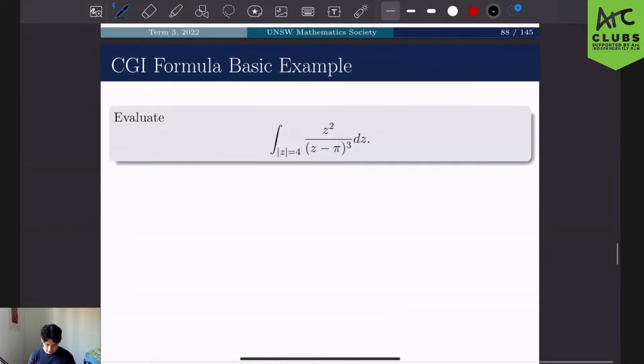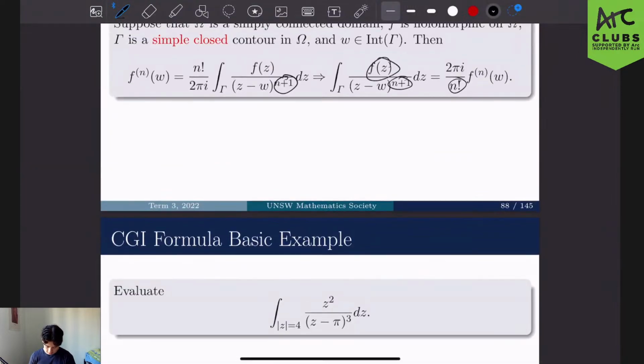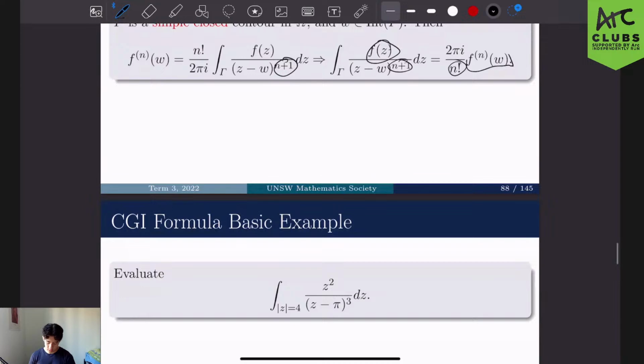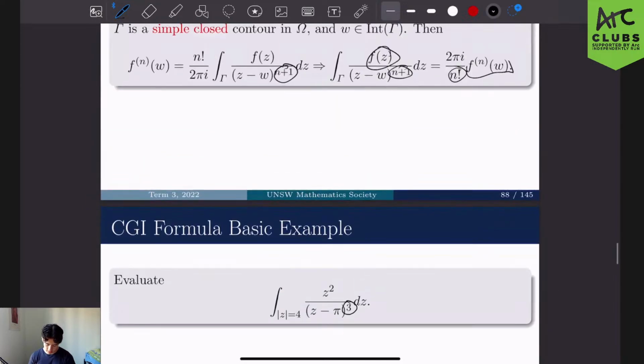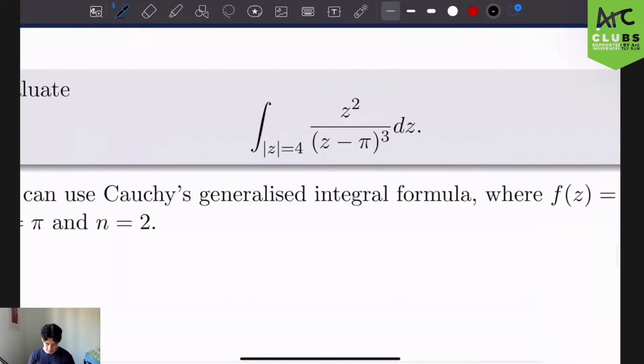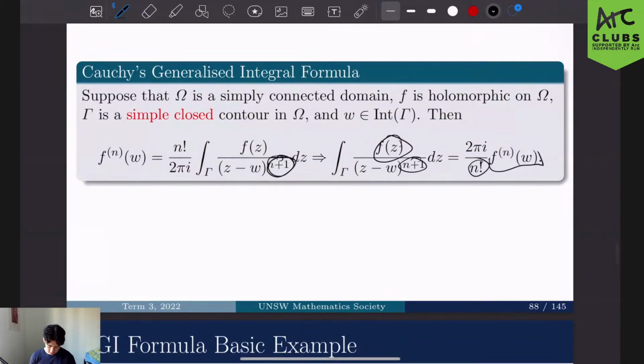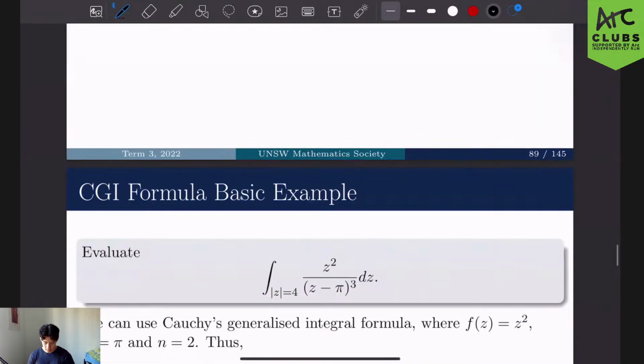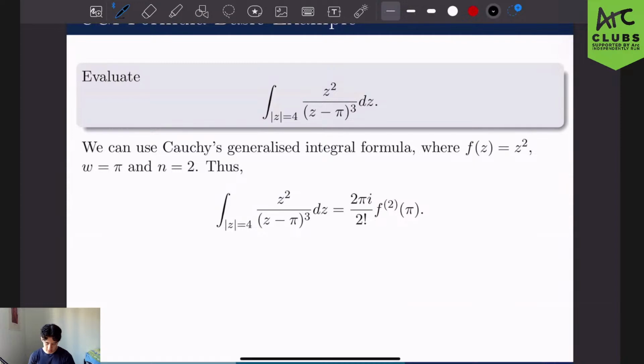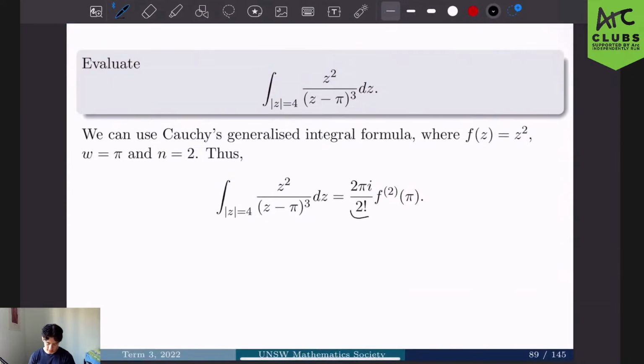Alright, applying this, once again we've got our function f of z on the top, which we need to differentiate twice because n is 2. We substitute in w, which we can observe is this value pi, and n is equal to 2 because remember in the formula it's n plus 1 on the bottom here. So we substitute into the formula 2 pi i over n factorial, and we calculate the second derivative of f, which is going to be 2.